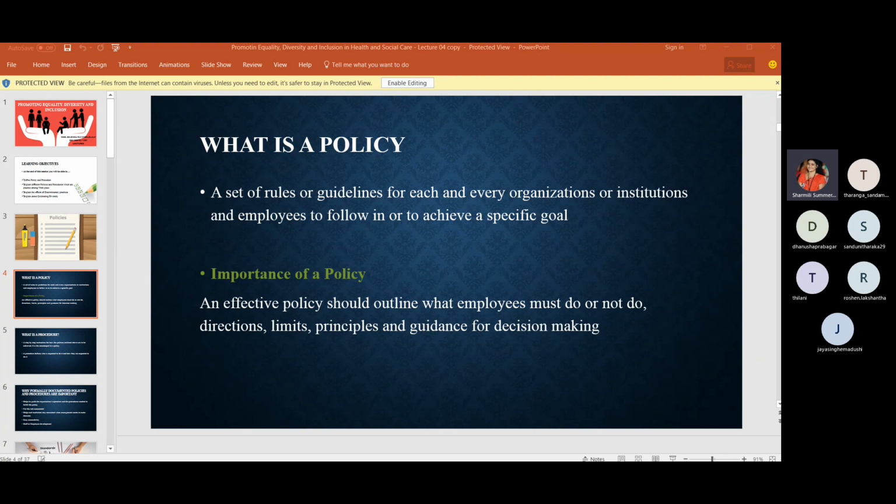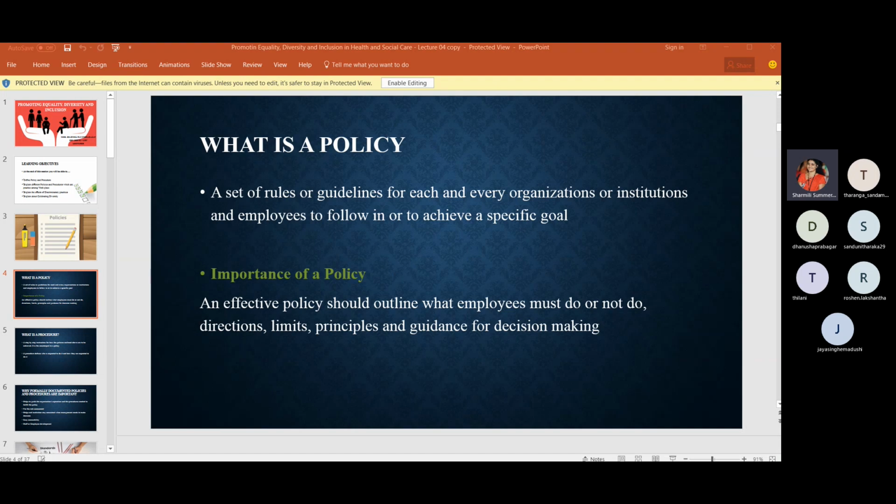So why do we have these rules and guidelines? Because all the employees and employers who are part of that particular institution or organization need to follow these rules and regulations in order to achieve a specific goal. All the organizations and institutions have separate goals, and they are working to achieve that goal. For achieving that goal in an effective and efficient manner, those organizations have these rules and guidelines. That is what we call a policy.